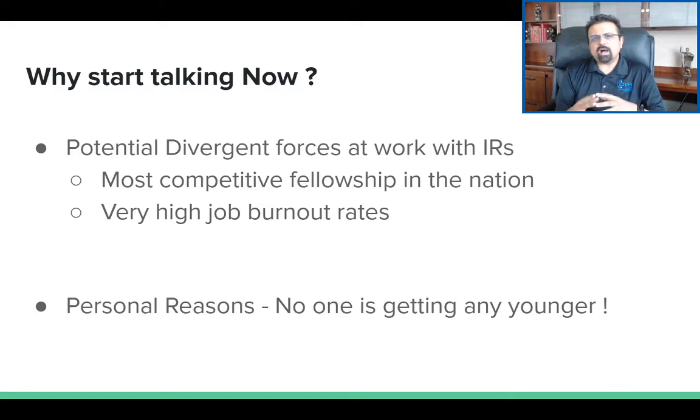So why now, particularly, is there an interest on my end to start talking about interventional radiology in the future? The first reason is that I feel like there's a bit of a divergent force going on with interventional radiologists. On one end, we have the most competitive subspecialty in the country with the greatest number of kids wanting to get into interventional radiology. On the other side, we have a very high job burnout rate and dissatisfaction, especially in the private practice setting.